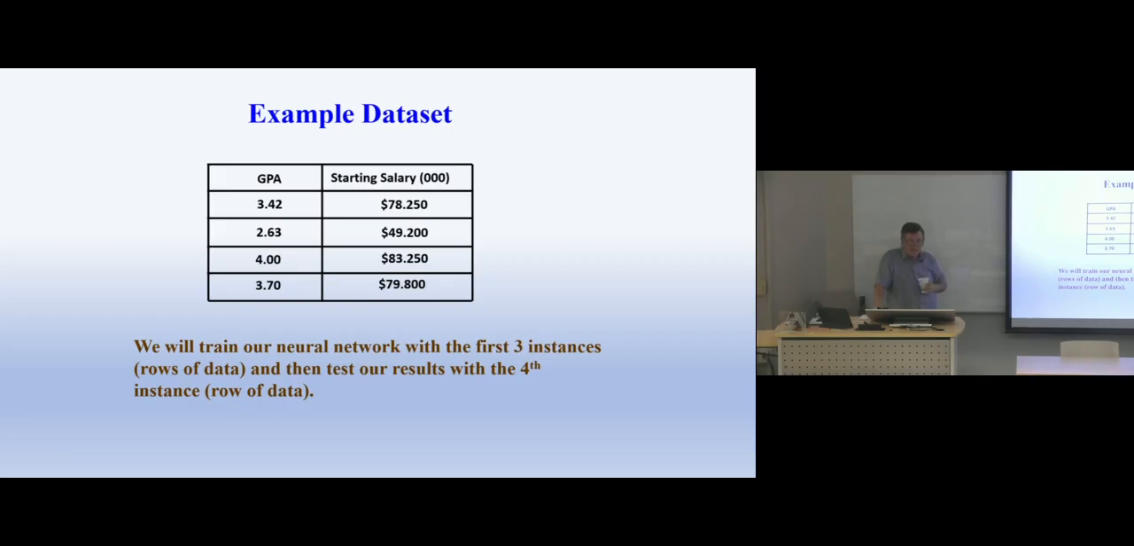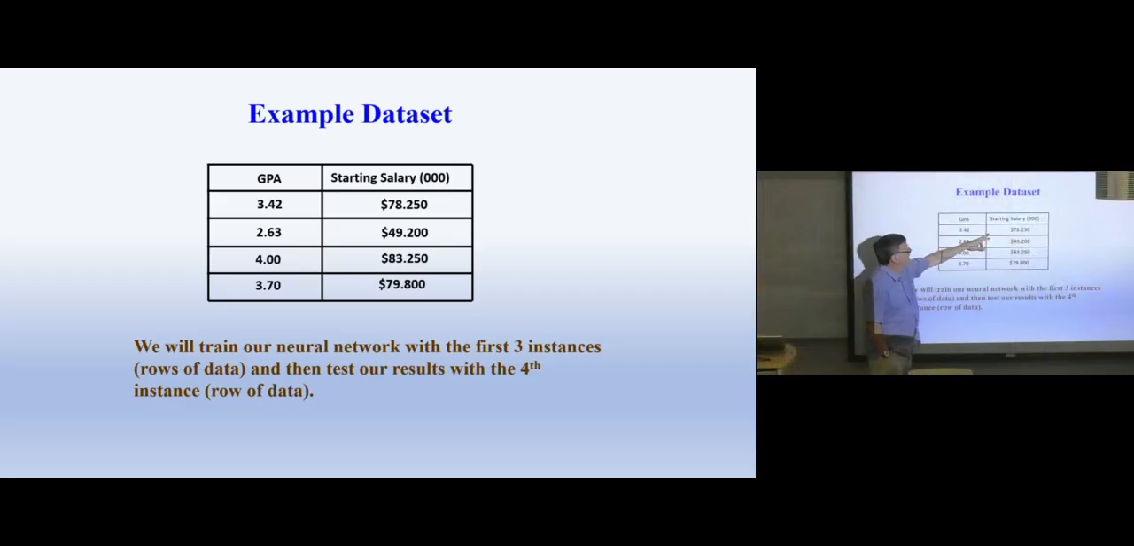Now, you have this magnificent data set here. GPAs, starting salary, 3.42, 78,250, etc. And you say, okay, let's run this into a neural network. Now, what do you get? We're going to train the neural network with the first three instances here, GPA and starting salary. Then we're going to test it with the 3.70, the last row of data.